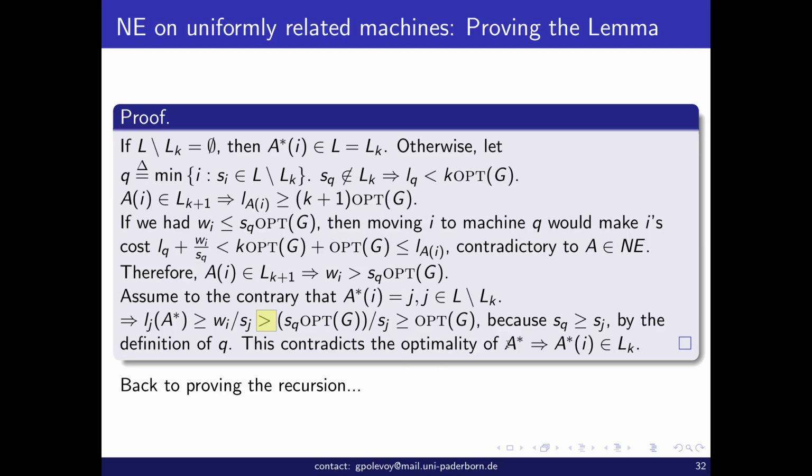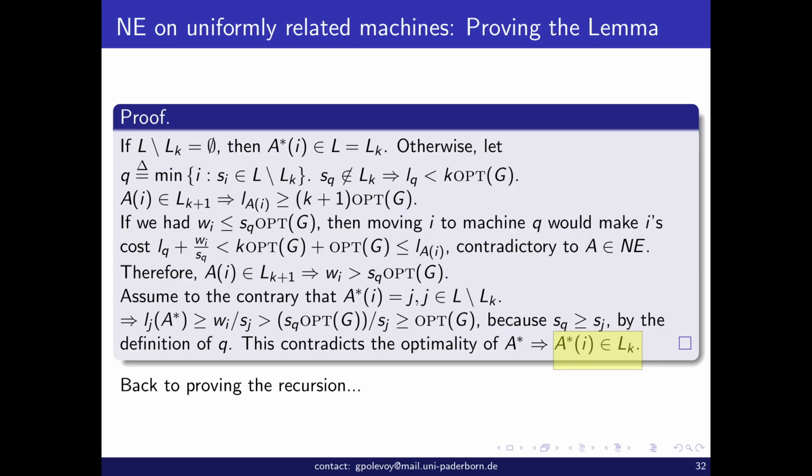This contradicts the optimality of A star. If the load of one of the machines is strictly larger than the optimum, it means that the cost of this assignment is strictly larger than the optimum. So it contradicts optimality, and therefore the assumption to the contrary was wrong. So A star of I does go to LK. So we did prove the lemma that if A of I goes to LK plus 1, A star of I goes to LK. You don't have to see the intuition of the proof, just each step, but the intuition of the lemma, as I said, is that they are close enough.